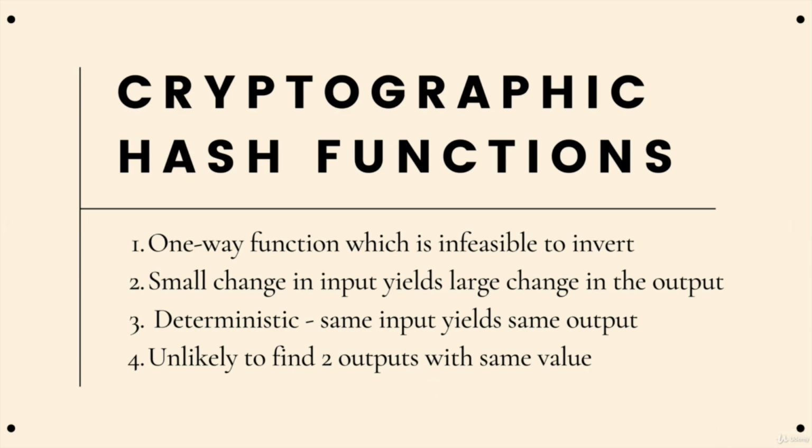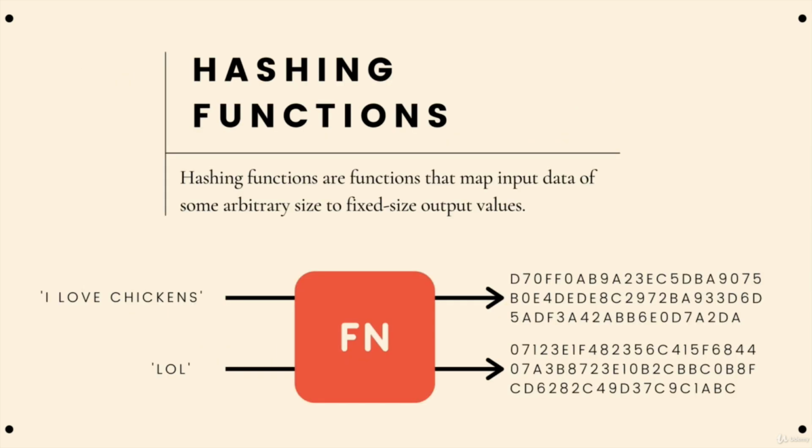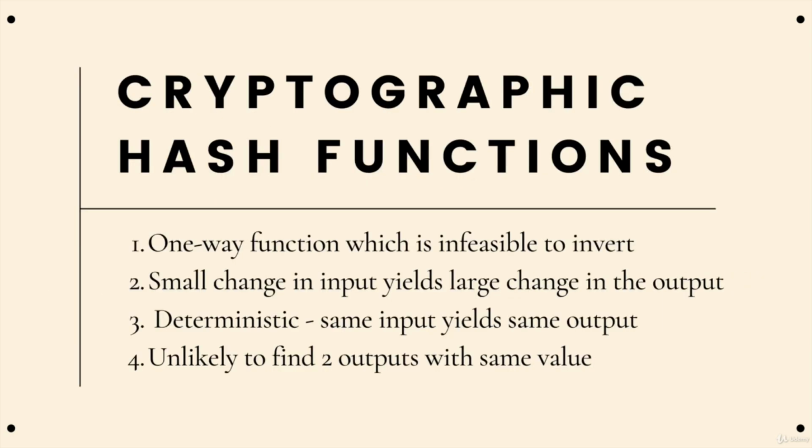So mathematically, with these hashing functions, it is possible to have collisions, of course, but the probabilities are so low that we really don't need to worry about it. Anyway, those are the basic rules of cryptographic hash functions.